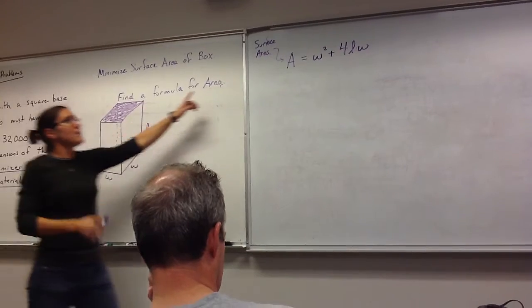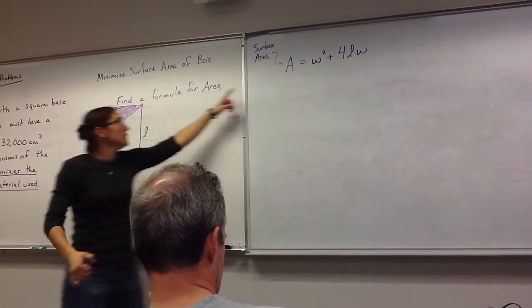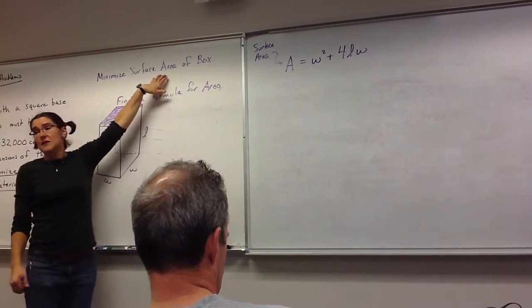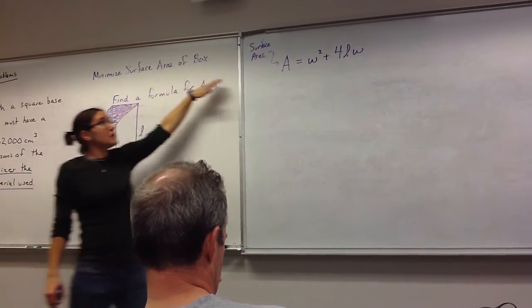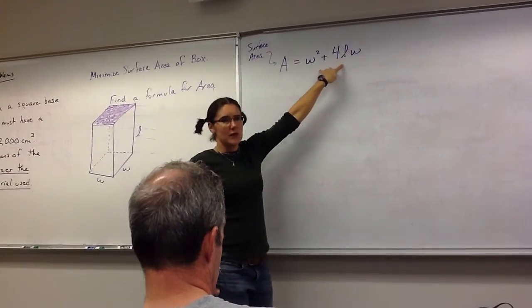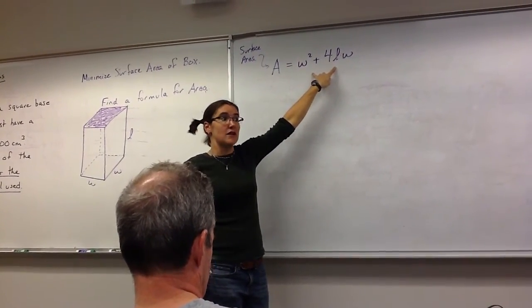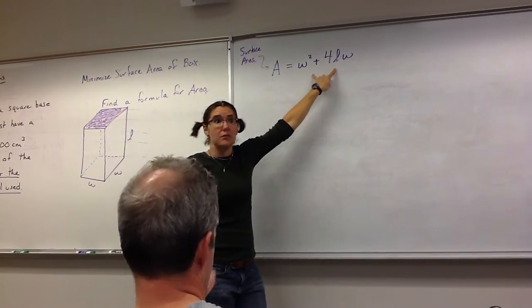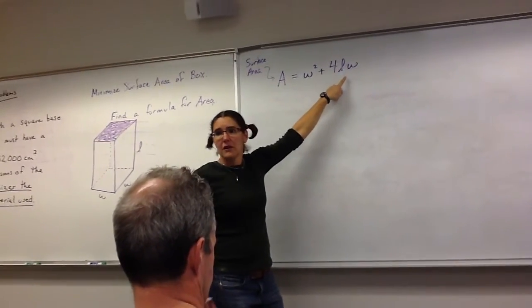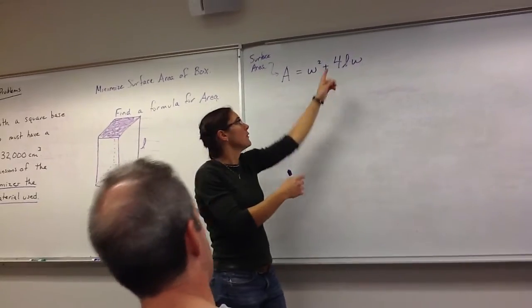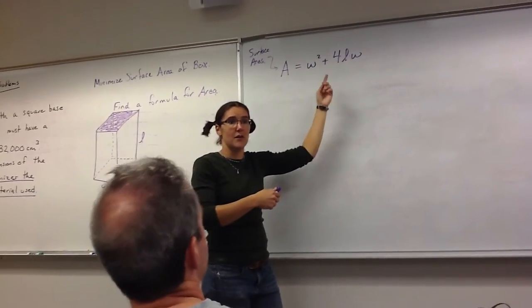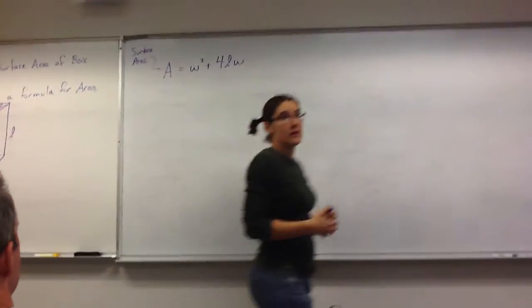So this is step number one. We need to come up with an equation which describes the surface area of the box. Now when I look at this formula, unfortunately we have two variables on the right side. So we're going to need to come up with a relation between L and W where we can solve for one of the variables and plug it into this formula so that we end up with just one variable in our area formula.